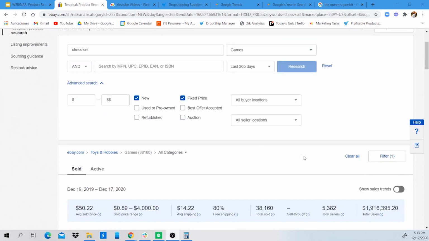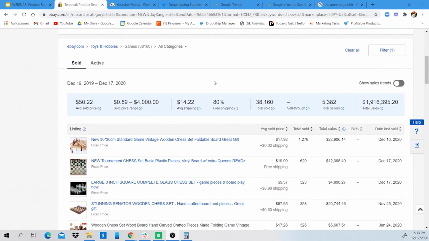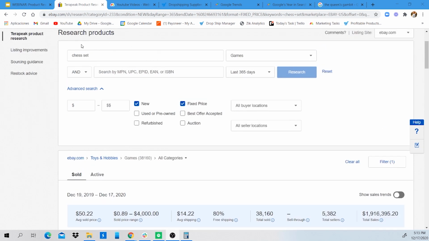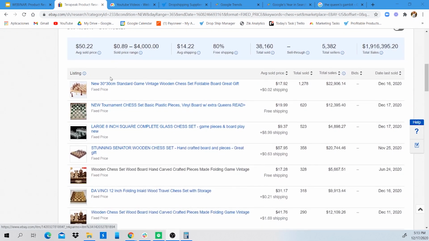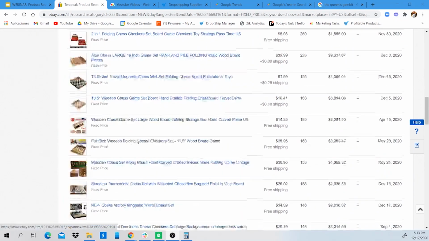So these are the results that we got, and a few key points I want to show you. Number 1, we have 38,000 sold within this niche, because this is a niche. Then we have 5,382 total sellers within this niche, and we have the total sales. This is the full market size of the niche: $1,916,395.20. That is a huge market size. And we can see different products that are being sold within this niche.